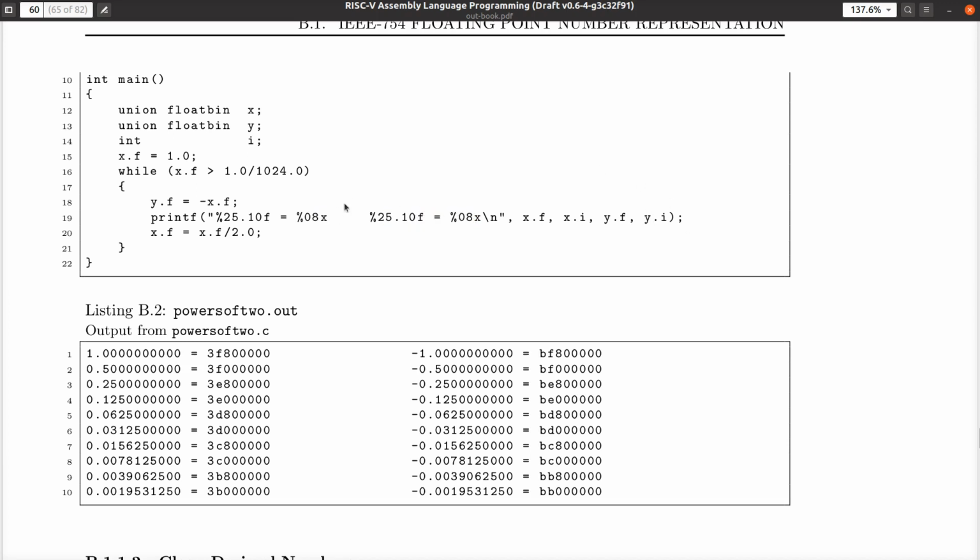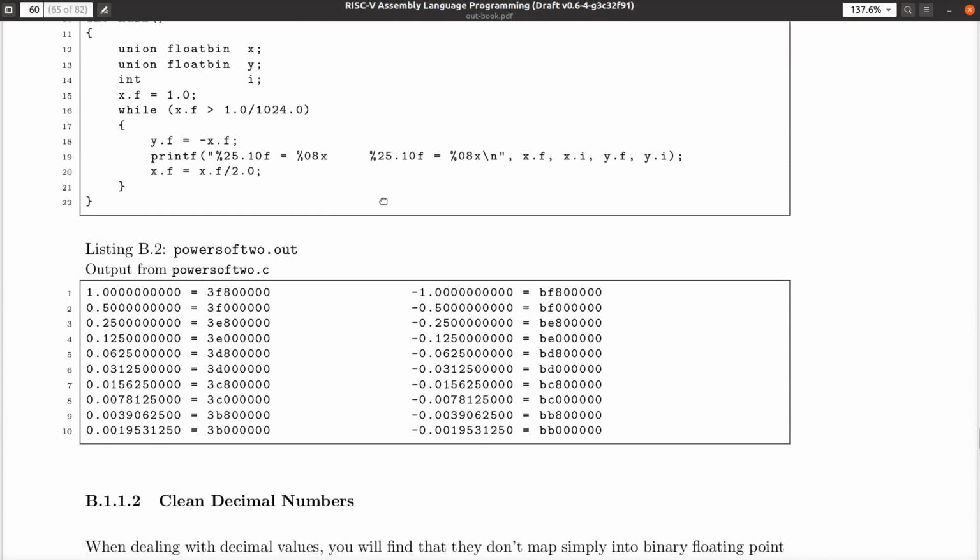All right? So what happens here? I say x.f equals 1.0. While it's greater than 1 divided by 1024, 1/1000th, roughly speaking, in decimal, I say the y version equals negative x, okay? And then I print them both out, and then what do I do? I divide the x variable by 2, the floating point value, by 2. All right, and then I just go around in this loop. So let's see what's going on here.